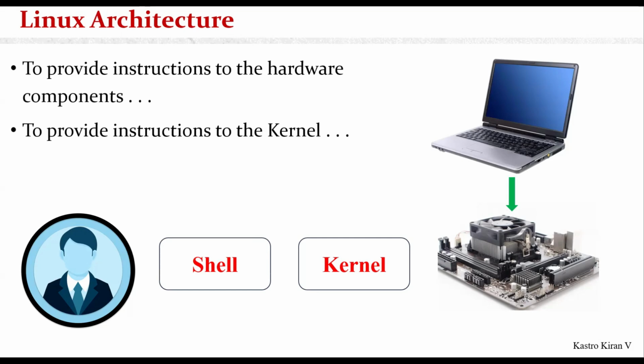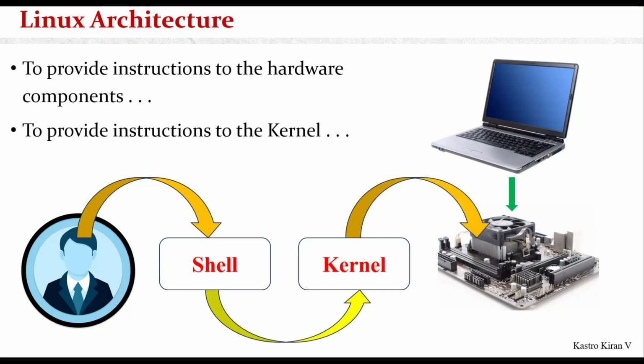This is the process by which you can communicate with the hardware components of the device in order to get the desired output. First, the user will be interacting with the shell. The shell will convert the language into kernel-understandable language. The kernel will convert that language into hardware-understandable language, and the hardware will give us the desired output, whatever we were trying to execute. This is how the backend process of Linux works.